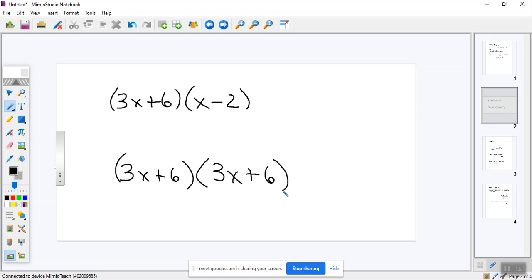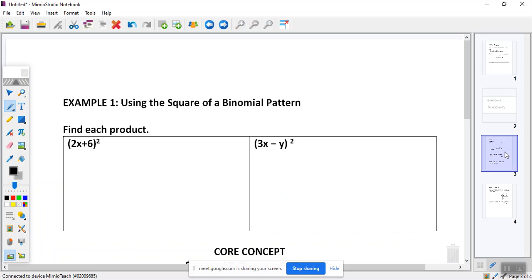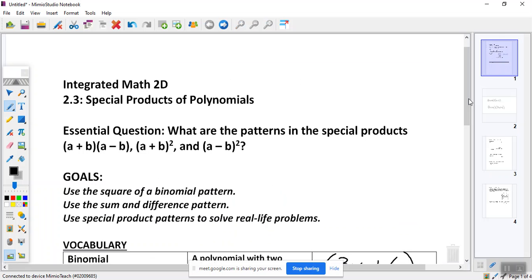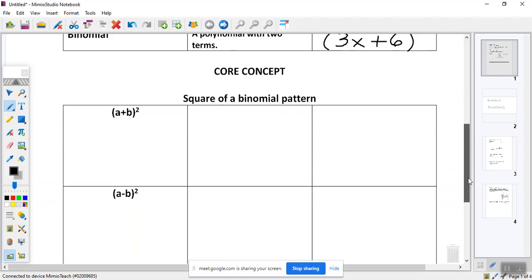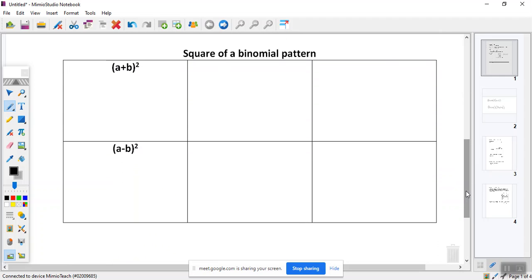And I'll kind of show you this right here. So that's kind of what we're going to talk about in this first example. This first core concept is titled Square of a Binomial Pattern. Okay? It says, what if I take a plus b and square it? It means take a plus b times what, kids? Okay, so what this means is to take a plus b times a plus b. And we'll look at an example here in a second, kids.